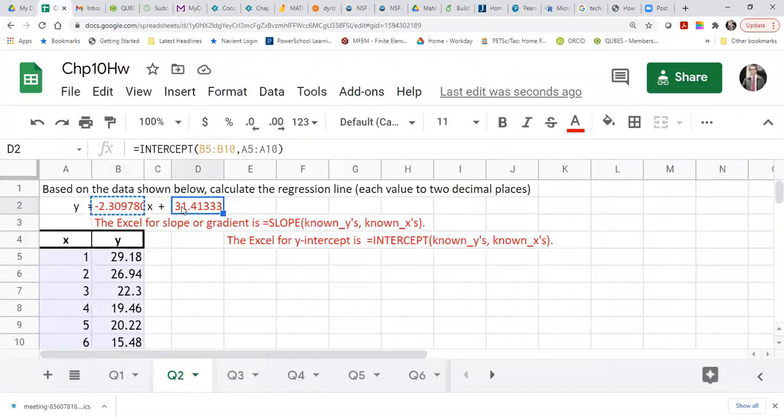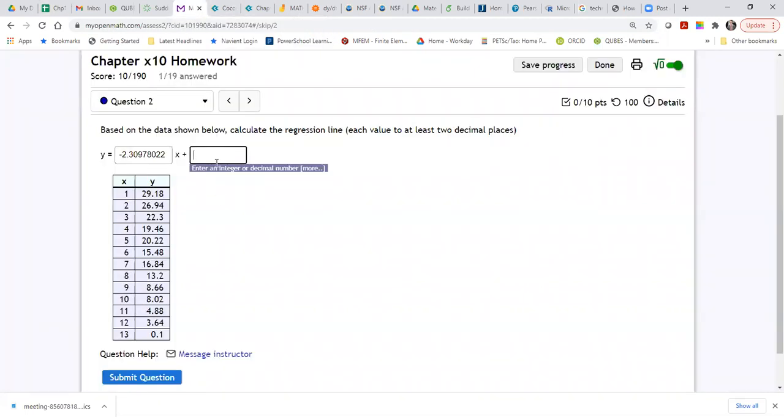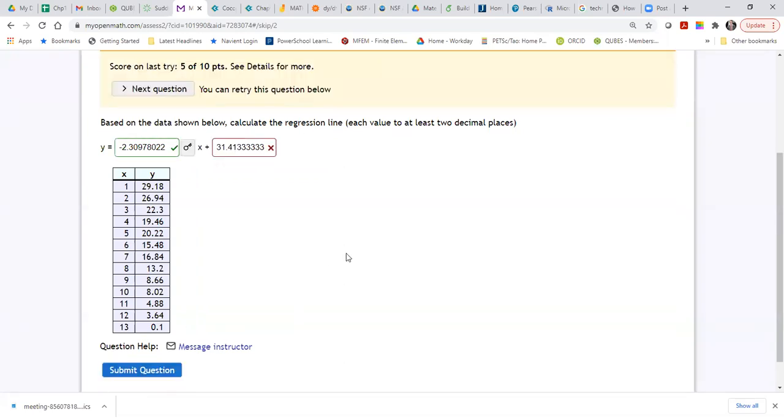Now you can copy this one for the slope, and now the y-intercept, the number that is not in front of the X. Put it here, copy paste, and then check it.